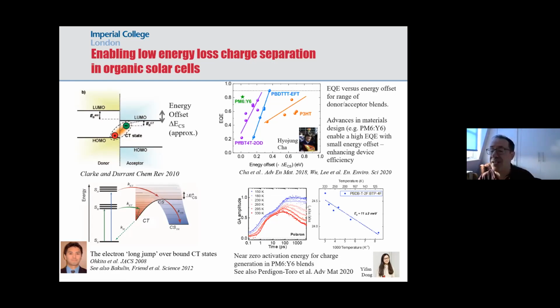And so this is all quite exciting because it suggests that organic solar cells are able to separate charge with a rather modest energy loss. And that's one of the reasons why their performance is going up.